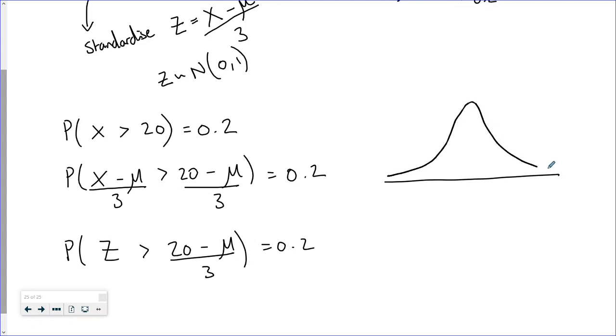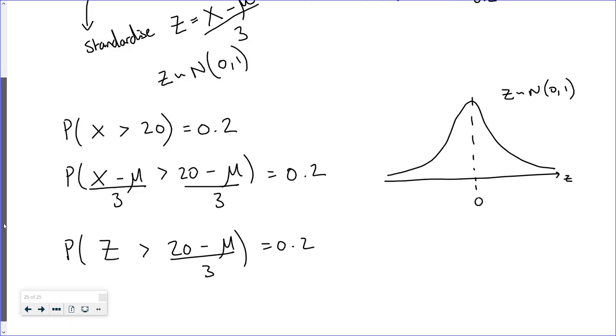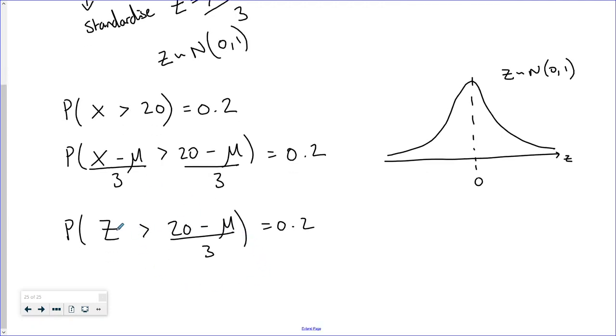So let's draw a sketch of our z distribution here. This is a sketch of z which follows a normal 0, 1 distribution. We've got z values now along the x-axis. What this statement says is the probability of z being bigger than (20 minus mu) over 3 is 0.2. So we know that there must be some value where to the right of that value the probability is 0.2, and that value is 20 minus mu over 3, that whole expression here.